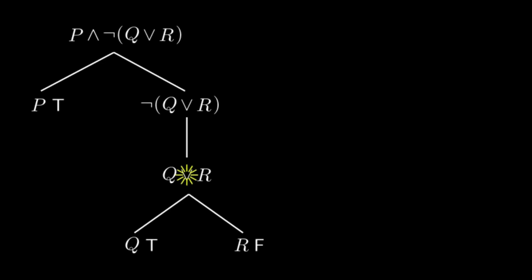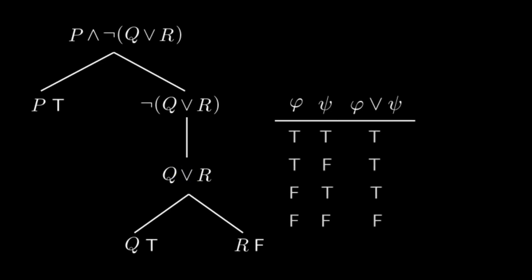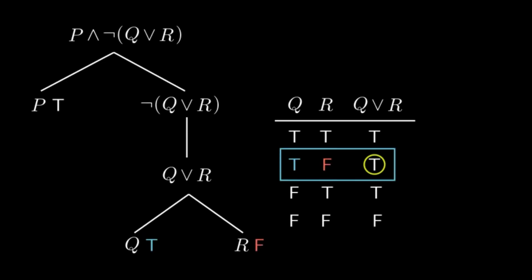Let's start with the disjunction. Here's the truth table for disjunction. The left disjunct is Q, the right disjunct is R, and then we have the disjunction Q or R. Note that Q is true, R is false, so that means Q or R is true.